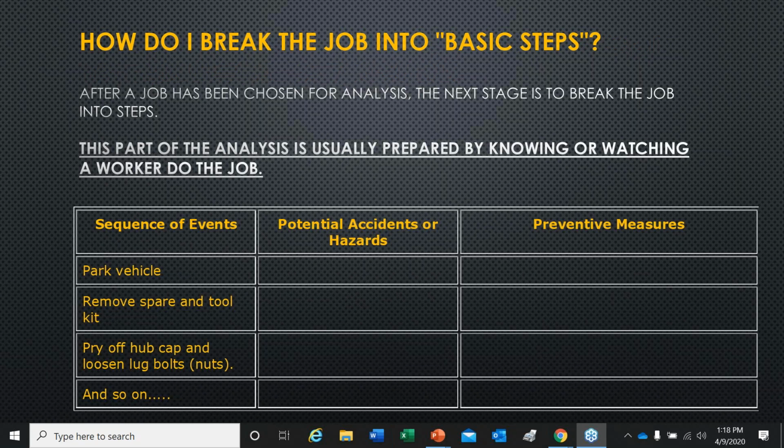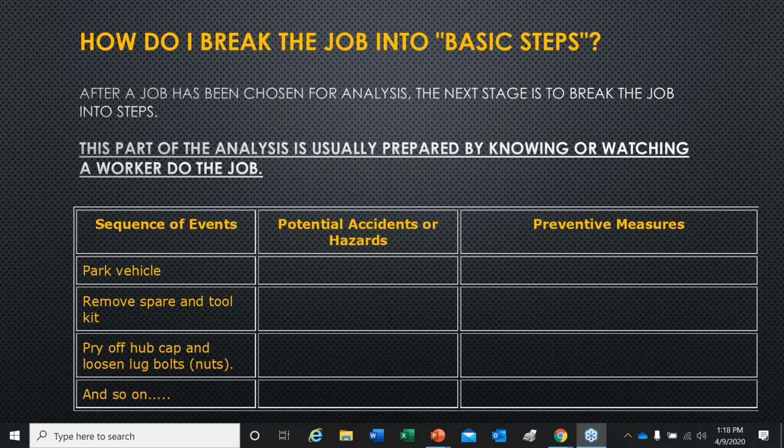So then you've picked a job. This one we're going to be looking at changing a tire. So after the job is chosen, the next stage, as I note here, is to break the job into steps. Now what I'm hoping is I put this together very simplistically so that you could share this PowerPoint with your staff and say, hey, here's what I learned, and you can go through it and talk them through the whole thing, and let them know it's the best way to do a JHA.